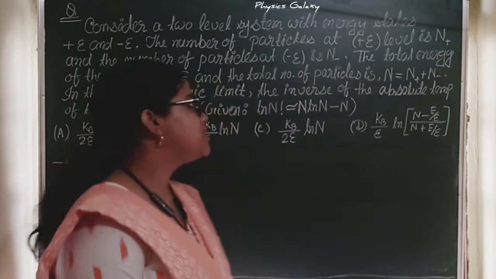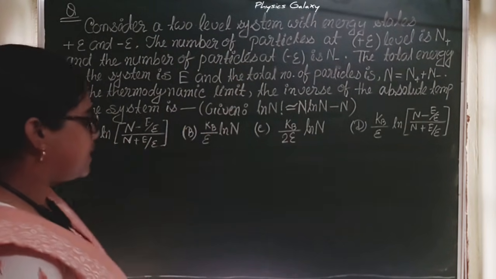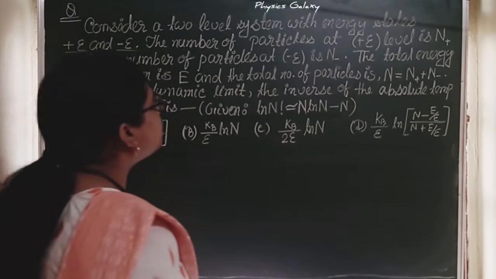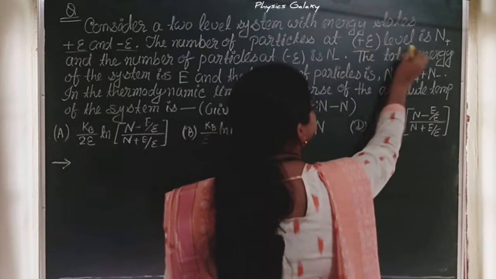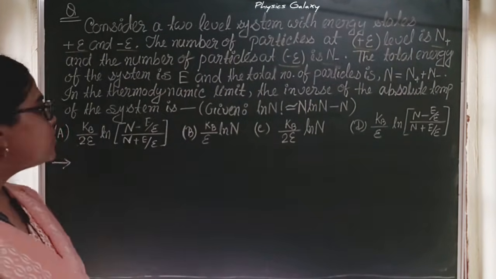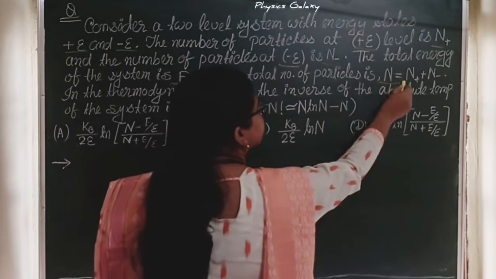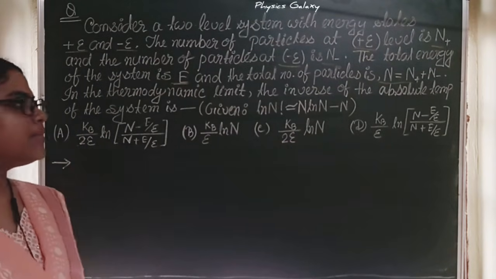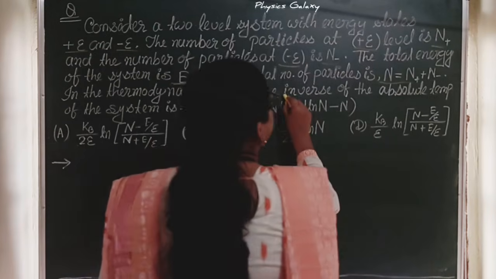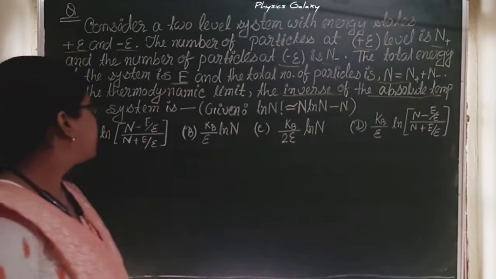This is a question of statistical mechanics that says: consider a two-level system with energy levels plus epsilon and minus epsilon. The number of particles at plus epsilon is n plus and at minus epsilon is n minus as well. The total energy of the system is E and the total number of particles is n equals n plus and n minus. So we have to calculate the inverse of the absolute temperature of the system.